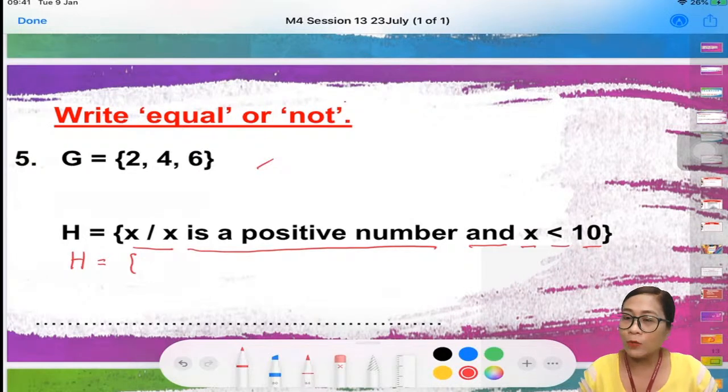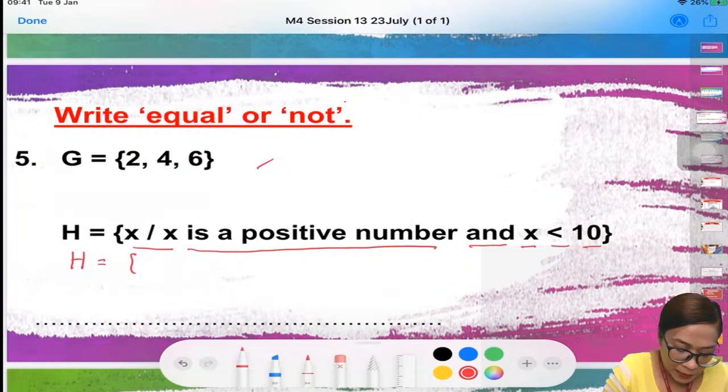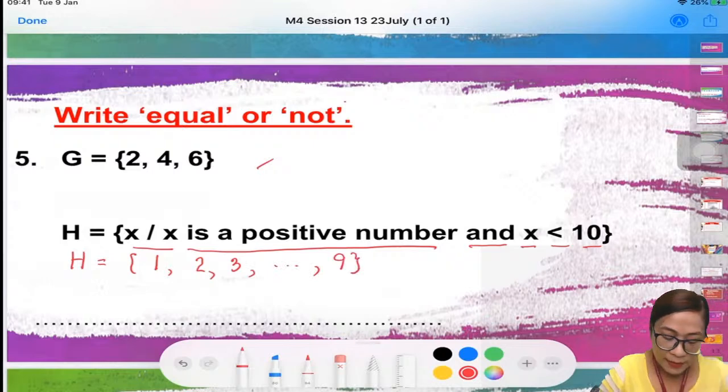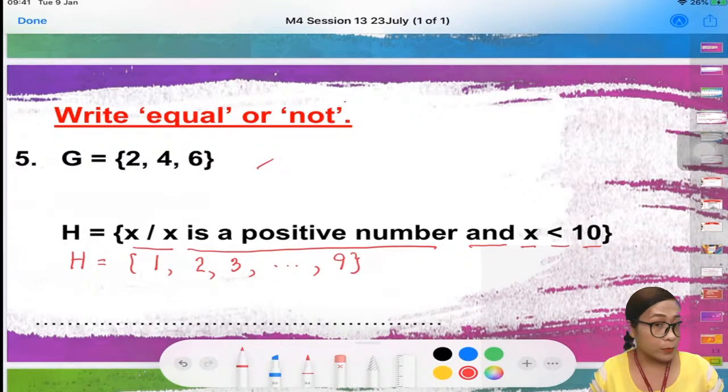You have to add one more number after 2 to write it correctly. Flash nail, that's correct. So H is the set of 1, comma, 2, and one more, 3, comma, ellipsis, comma 9. So this is the answer in roster form.